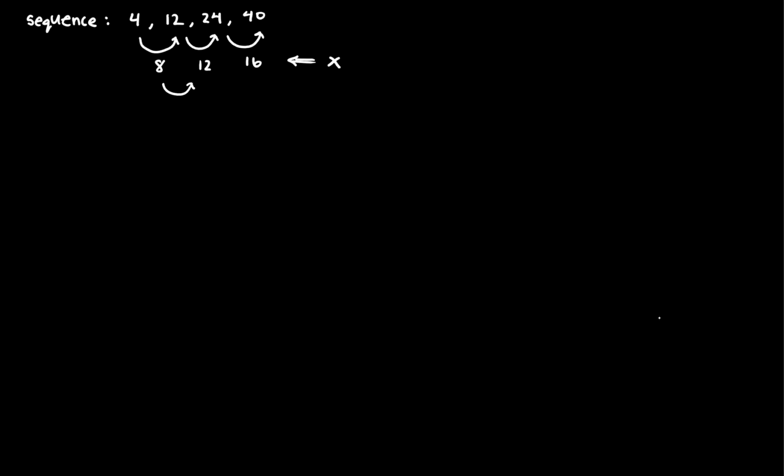But then if we look at the second differences, we'll notice that both of these equal 4. And so the second difference is consistent. And this is how we know that it's a quadratic relation.